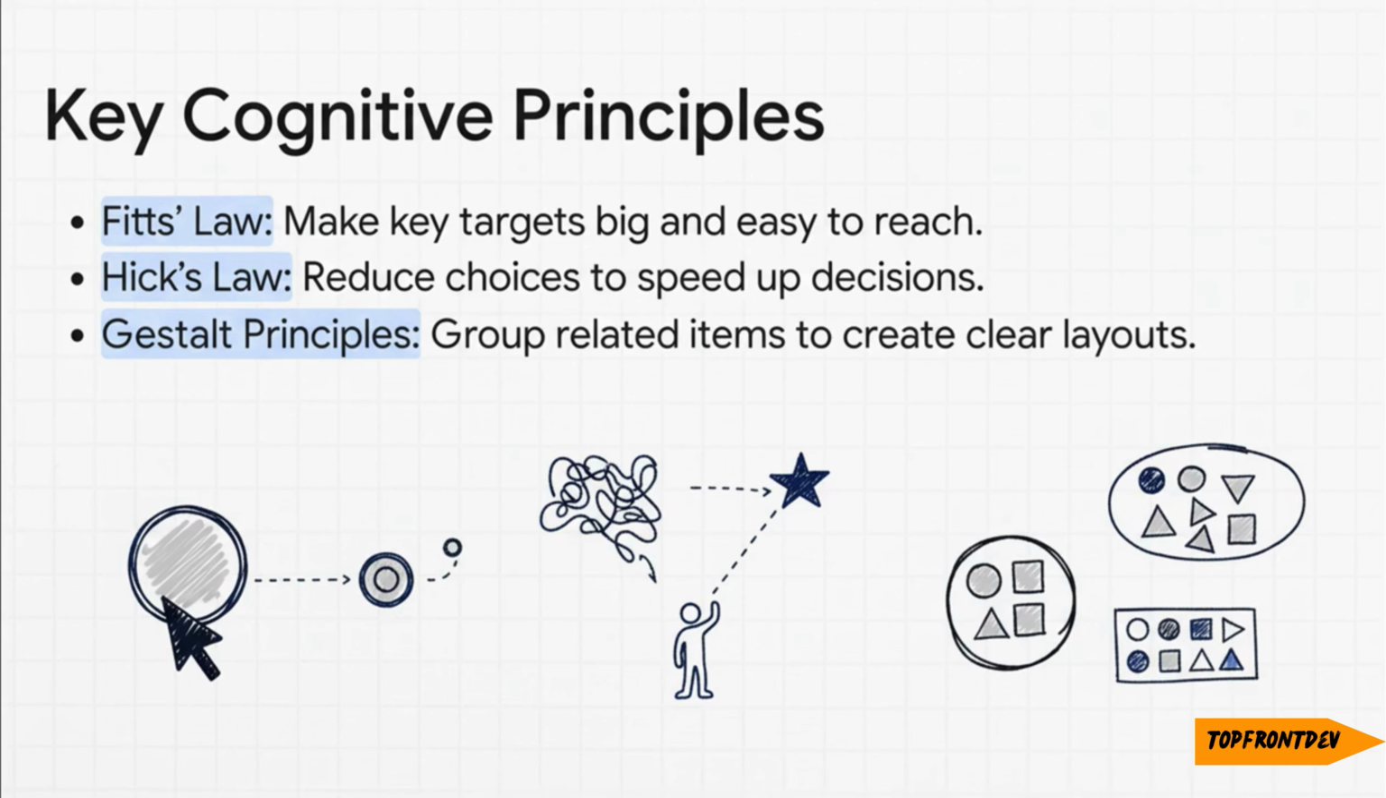You've got Fitts's law, which basically says the closer and bigger a target is, the easier it is to hit. That's why that add to cart button is always huge and right where you expect it. Then there's Hick's law. The more choices you have, the longer it takes to decide. So good design streamlines options. And Gestalt principles are all about how our brains naturally group things. Designers use this to create layouts that feel organized and just make sense. These are simple ideas, but they are incredibly powerful.